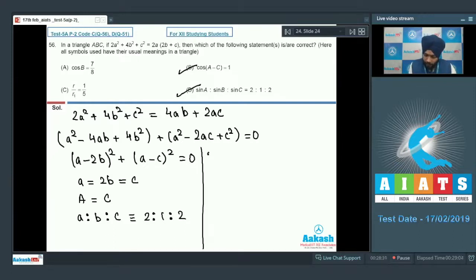Then for option A, you can use the formula cos of B equals a square plus c square minus b square upon 2ac. That will come out to be equal to 7 by 8. No worries in that. A is also correct.